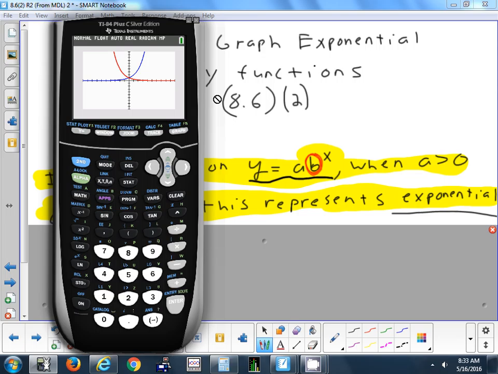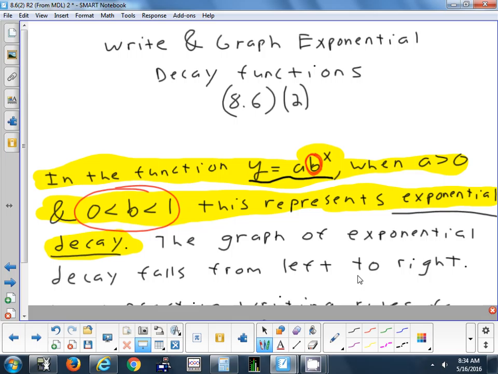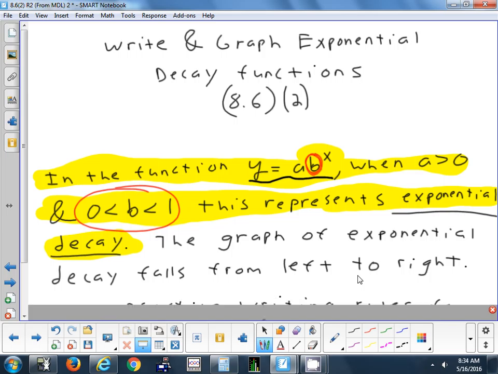It really is a mirror image. You would say that the graph goes down to the right. Down to the right for decay; if it rises up to the right, it's going to be growth. So as you go from left to right, it's going down.